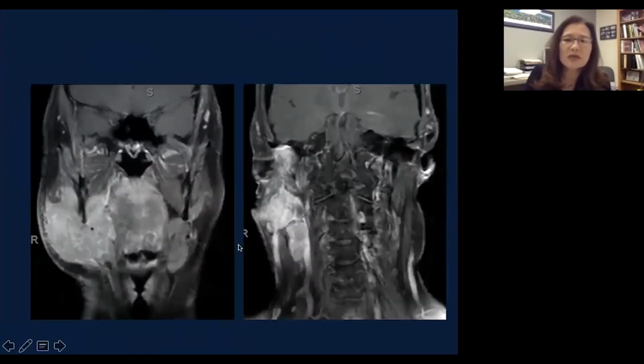From the coronal view, you can see the mass is clearly embedding into the masseter muscle as well as the medial pterygoid muscle. Notice the normal medial pterygoid muscle on the contralateral side. It does extend to involve the submandibular space, so the submandibular gland is no longer seen on the right side. The bone seems to be much thinner or eroded compared to the contralateral side. Notice there is an abnormal cervical lymph node, so this is nodal metastasis from parotid gland mucoepidermoid carcinoma.